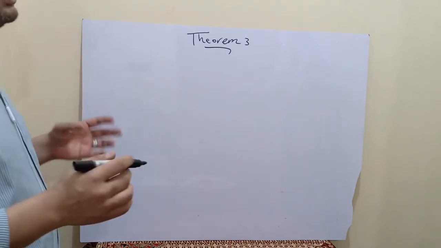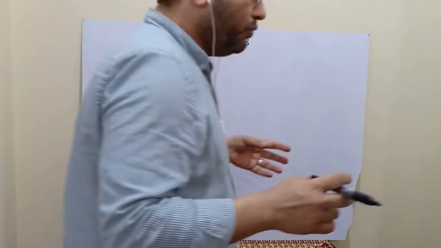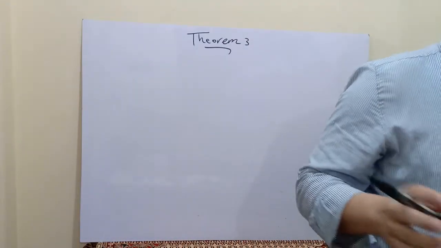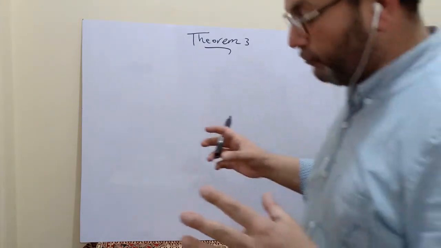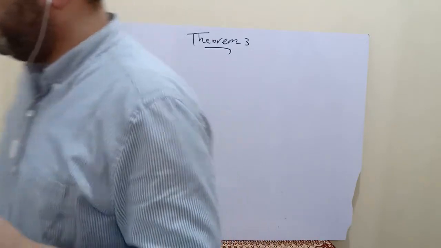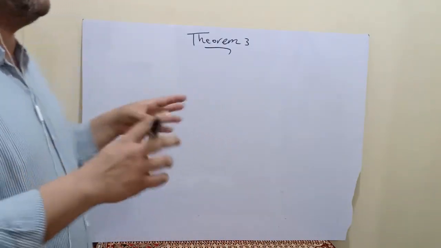Theorem 3 بتقول إيه؟ بتتكلم على Triangle وبتتكلم على the length of line segment joining between the midpoints of any two sides of triangle equal half length of the third side.